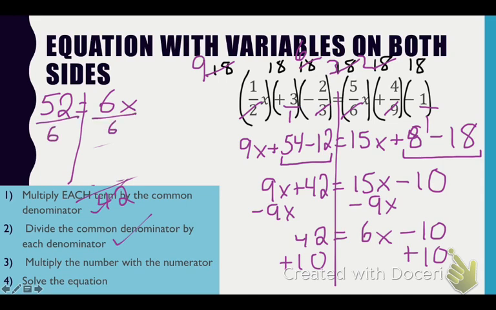Now, can I simplify in this case? Yes, I can simplify at least by 2, so I'm going to start there. They're both even numbers. They can both be simplified by 2. So 52 divided by 2 is 26. 6 divided by 2 is 3. Now, can I simplify that any further? I don't think so. All right, so that is my answer, 26 over 3.